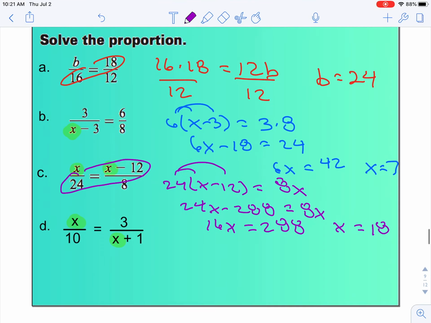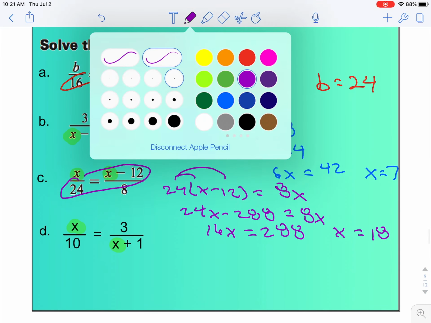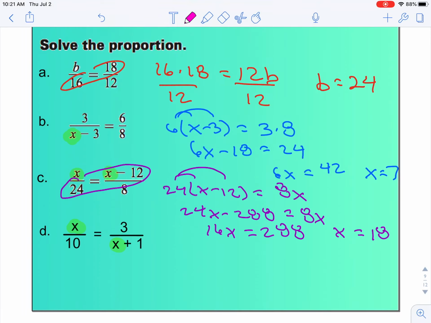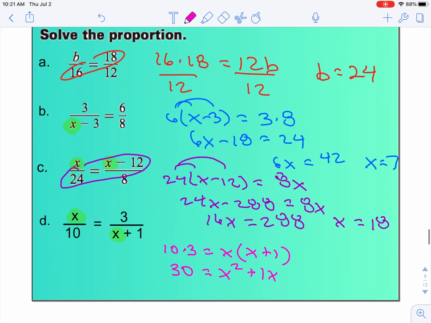This last one does get a little bit more complicated. It doesn't look any different, any harder, for sure. But what happens here is I'm going to get 10 times 3 is equal to x times x plus 1. So 30 is equal to x squared plus 1x. And now I can't just solve this for x. This is a quadratic. So what I'm going to need to do is use the quadratic formula or factoring.